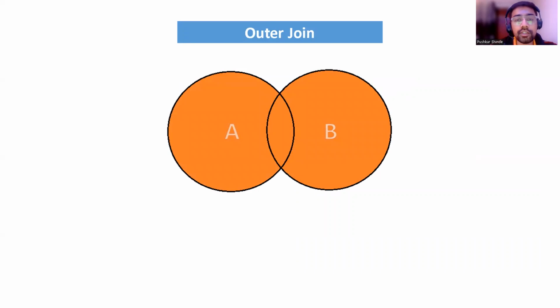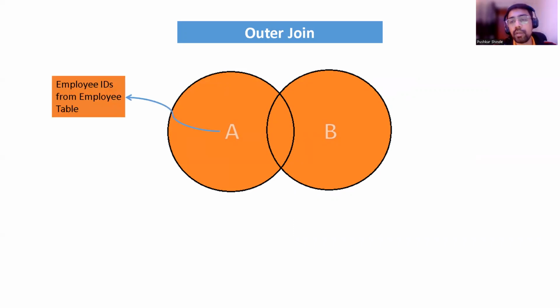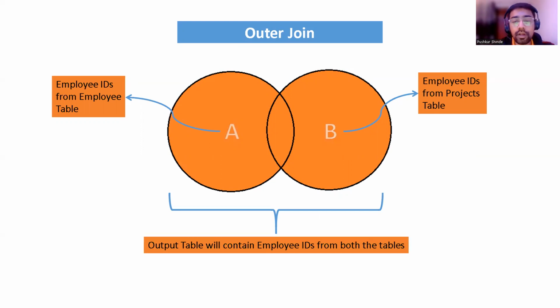Now our fourth type of join is the outer join. Here again, the basic theory remains the same, that set A contains employee IDs from the employee table, whereas set B contains employee IDs from the project table. Now the difference here is that the outer join works as a union of two sets or two tables. Okay. It doesn't matter if an employee ID is missing from the employee table or from the project table. All the IDs that are available in the employee table and the project table will come in the output. Okay. So here you can see the output will contain employee IDs from both these tables.